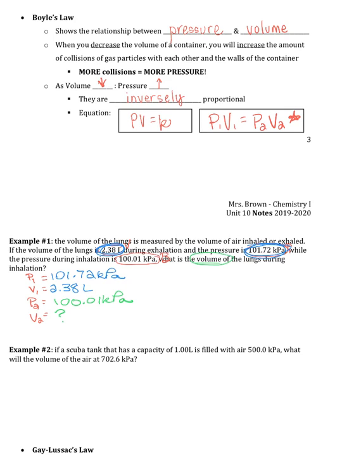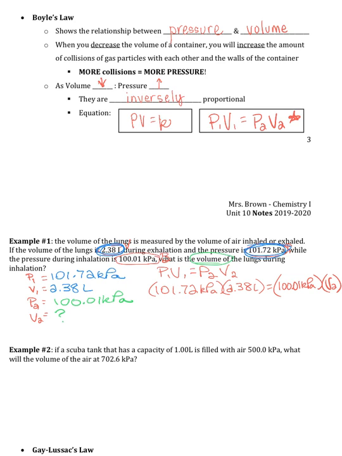So I write my equation, P1 V1 equals P2 V2. And I plug in my numbers. P1 is 101.72 kPa. V1 is 2.38 liters equals P2 is 100.01 kPa, and V2 is my question mark.